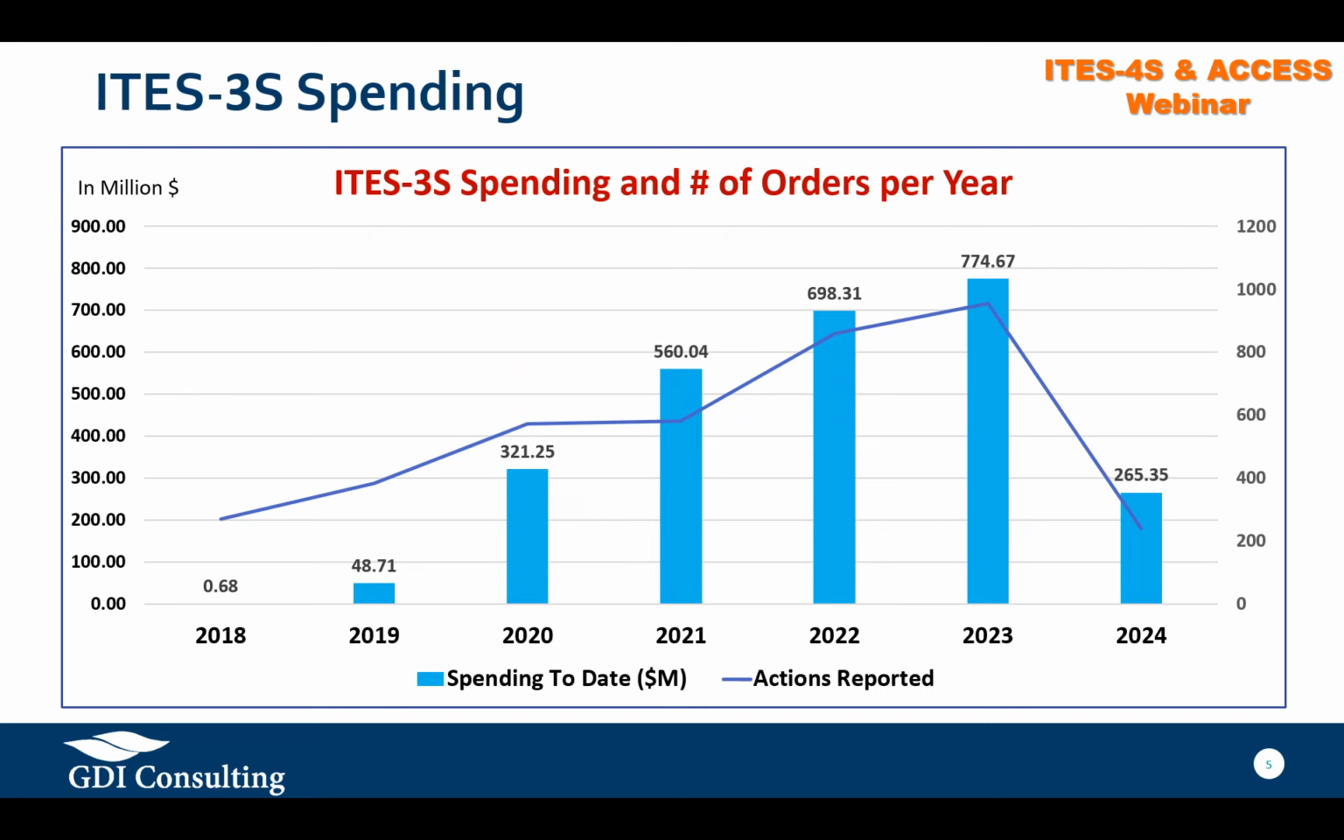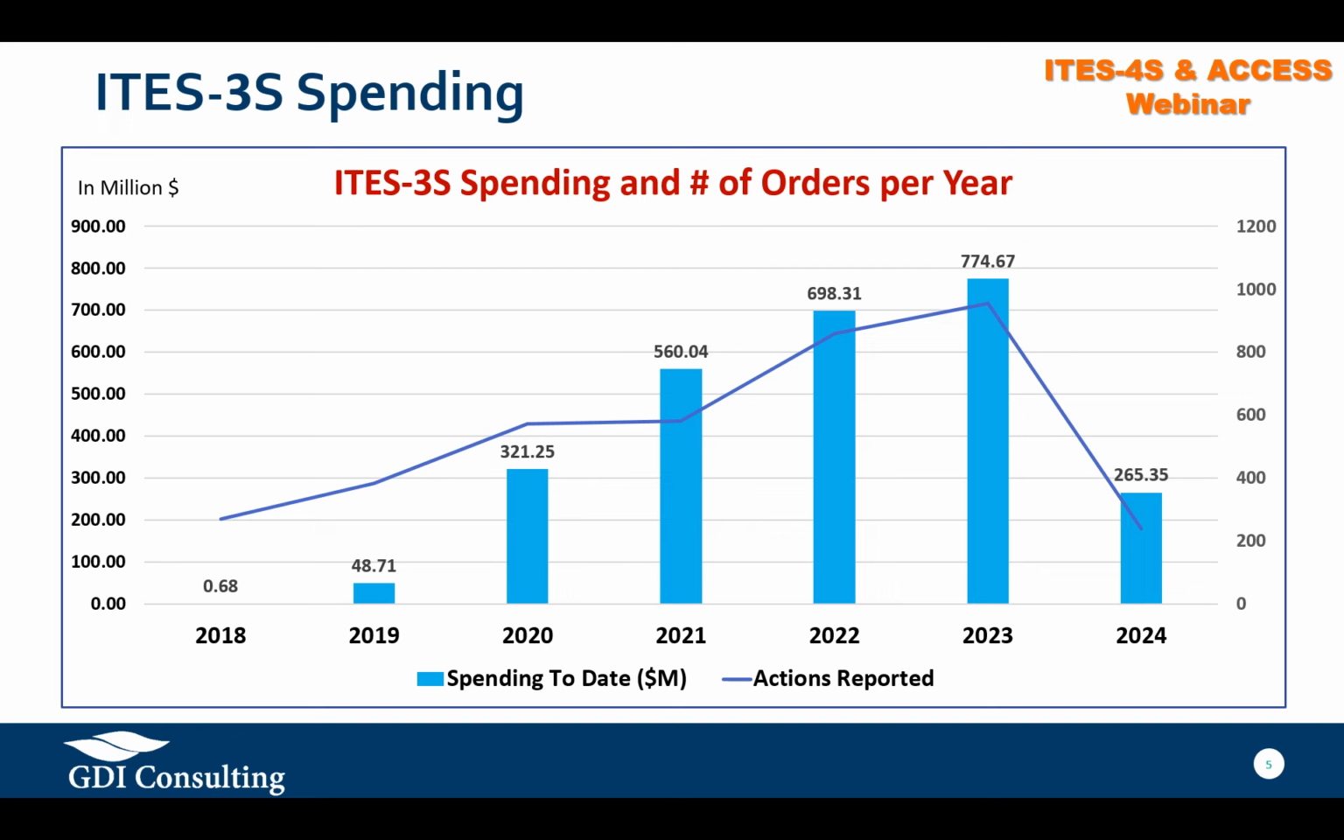In terms of spending, this graph shows to the left the amount spent by the government per year, and to the right the number of orders per year. So you can see that this is a healthy contract. It's been expanding each year. For example, in 2023 there was $774 million awarded to different contractors under ITES-3S, and the number of orders has been increasing at the same pace.